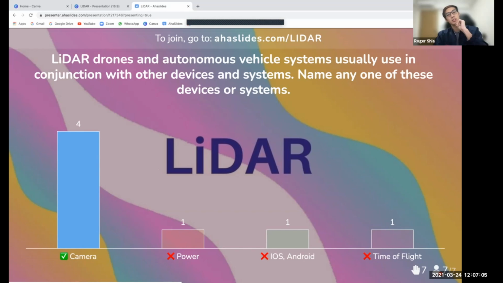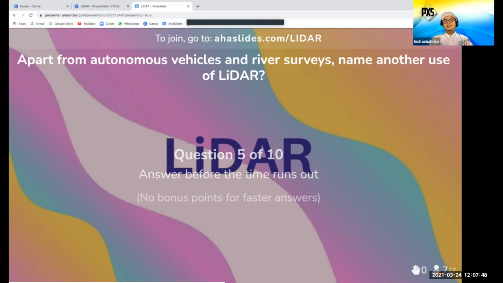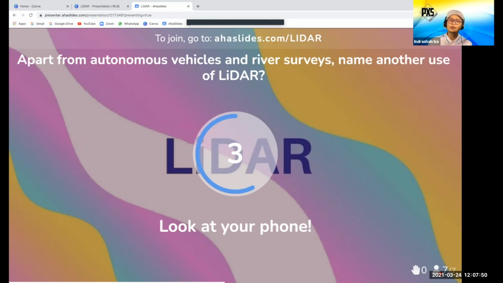Camera, correct. I mentioned camera, GPS, and some sensor. Okay, question 5. Apart from autonomous vehicles and river surveys, name other uses of LiDAR.